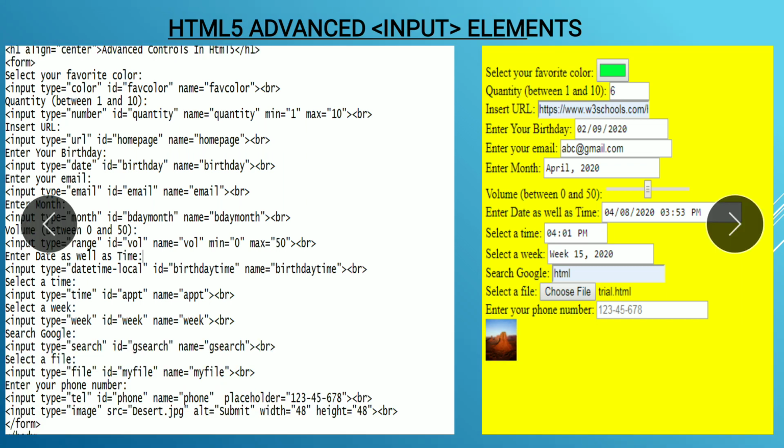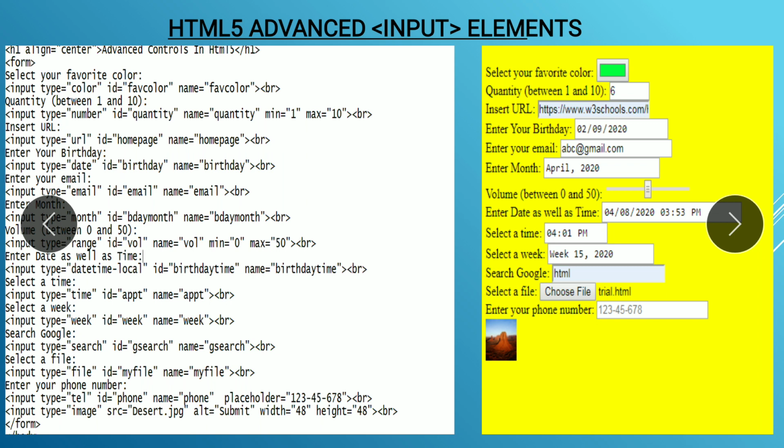So we just revised all those controls one more time. First one is the color, right? Color picker means what? Using that we can select the color.